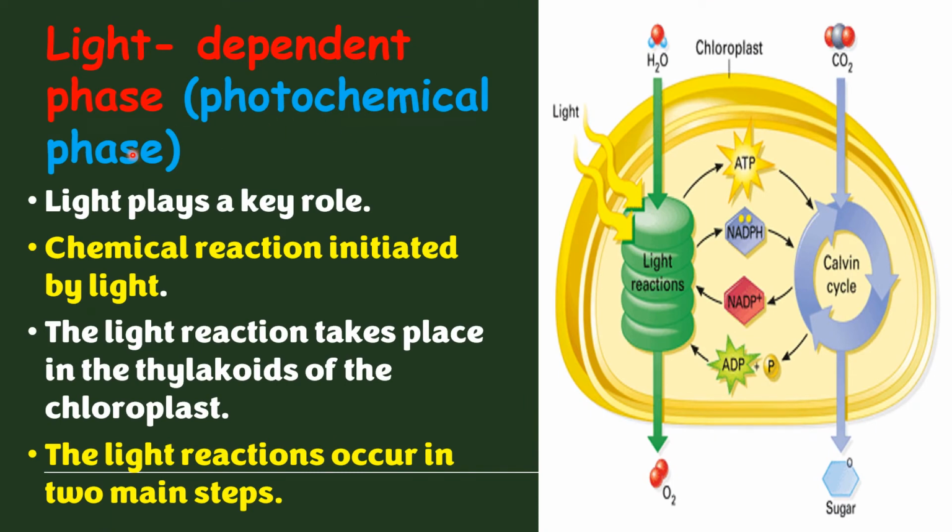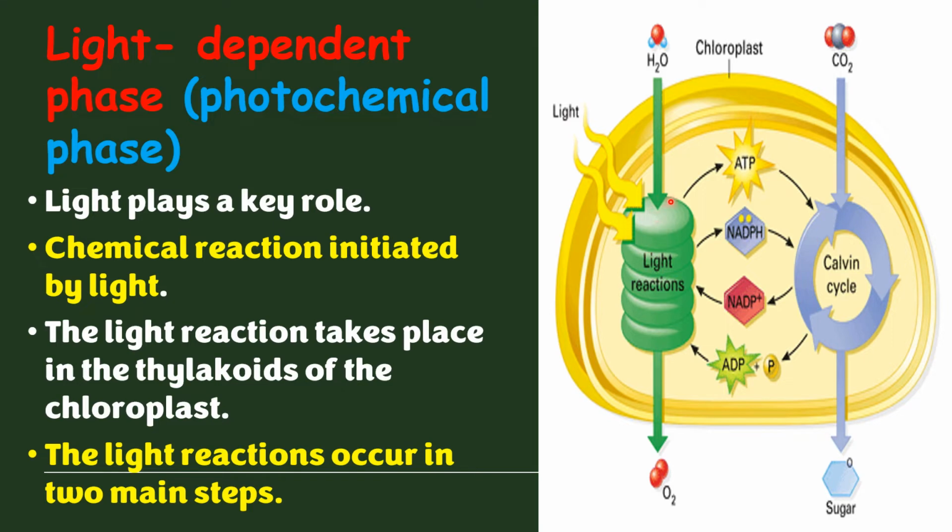Light dependent phase, also known as photochemical phase. Here, light plays a key role. All the chemical reactions in this phase are initiated by light. The light reaction takes place in the thylakoids of the chloroplast. Here you can see these are thylakoids. This is the structure of chloroplast.